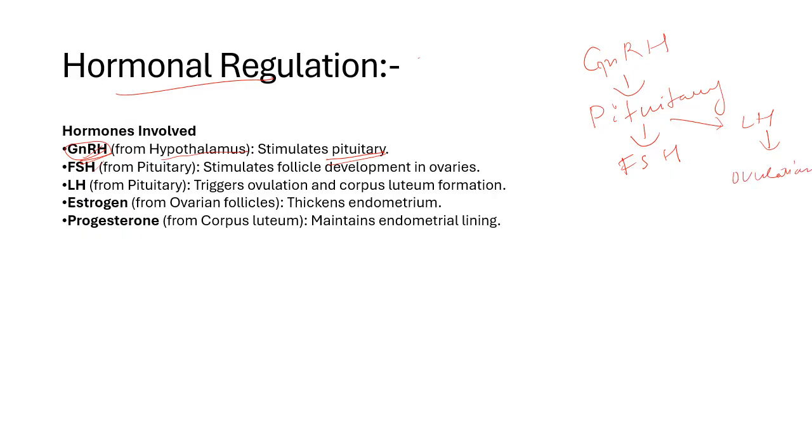Now comes the estrogen. This is secreted from the ovarian follicles. Here first FSH develops the follicle. Now the ovarian follicle produces estrogen. This estrogen's main function is to thicken the endometrium, to prepare the endometrium for the implantation and growth of the fetus. Then progesterone, which is released from the corpus luteum, generally maintains the endometrial lining.